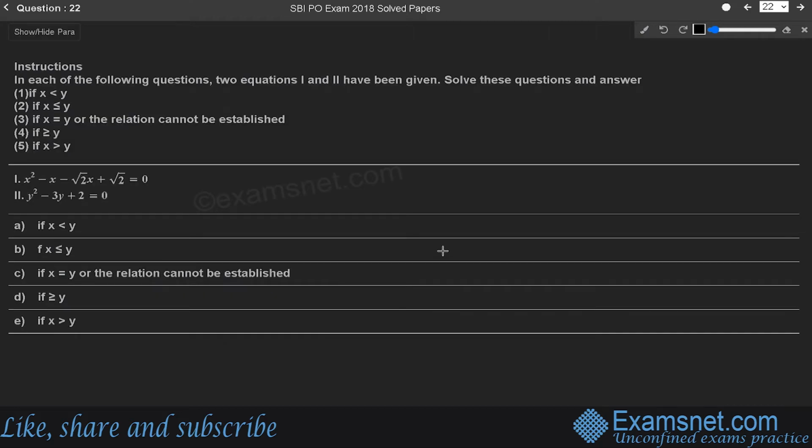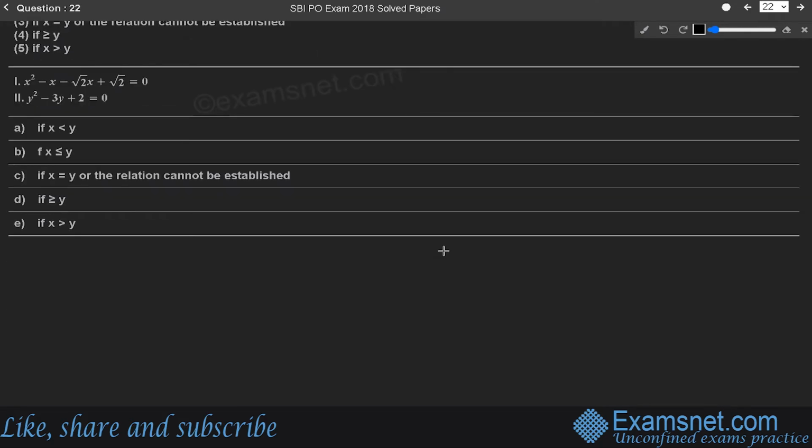Next question also has the same directions. Here, the first statement is x square minus x minus root 2x plus root 2 is equal to 0. Taking x common from the first two terms, remaining terms will be x minus 1. Taking minus root 2 common from the next two terms, remaining terms will be x minus 1. So the factors will be x minus 1.